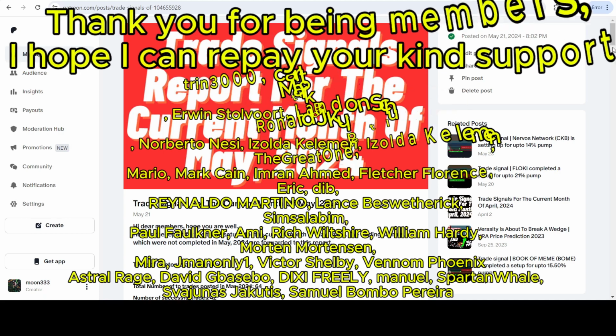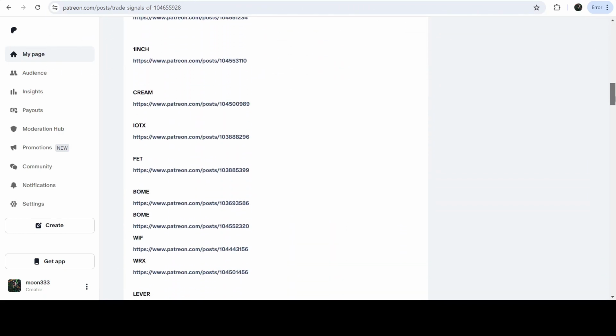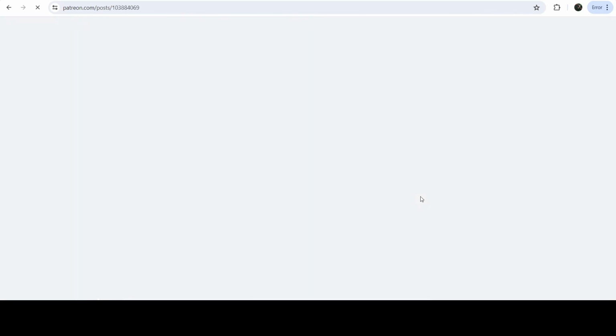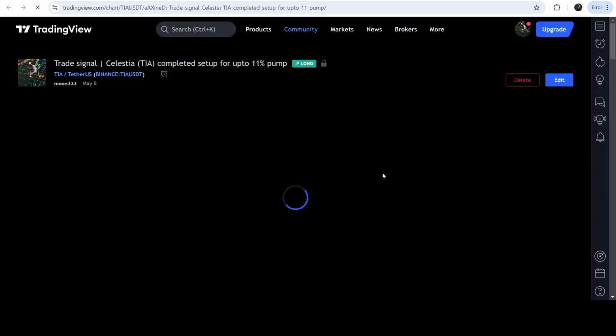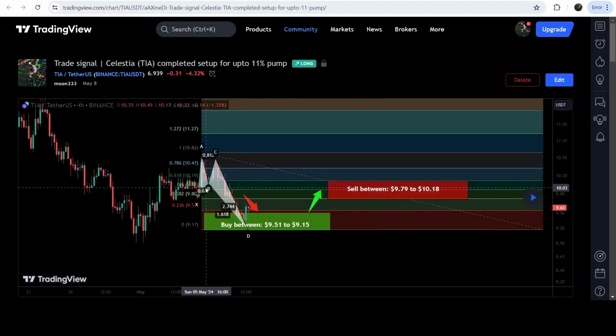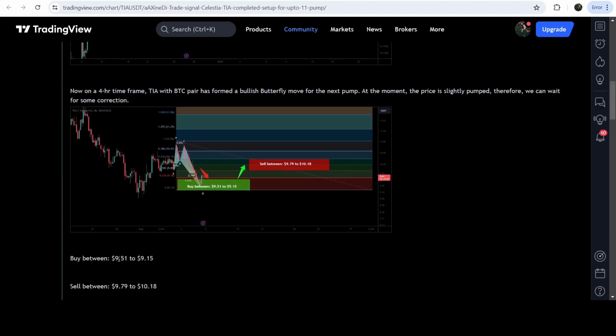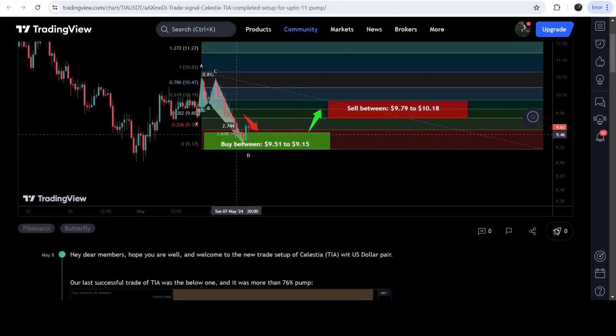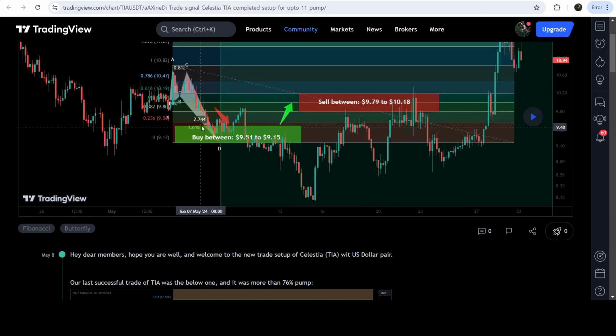First of all, let me begin with my most recent trade signal for TIA that I shared, by the way, in the month of May 2024 with my members. This was a harmonic bullish reversal setup, a butterfly move that TIA formed on a 4-hour time frame chart with the US dollar pair. This was the complete trade setup: the buying zone, the sell target zone, and the stop loss. If I play this chart, you can see that the price line nicely moved up from this buying zone. First, it dropped down again inside this buying zone, then reached the sell target zone here, then dropped more than this potential reversal zone. Then we had a bigger pump.